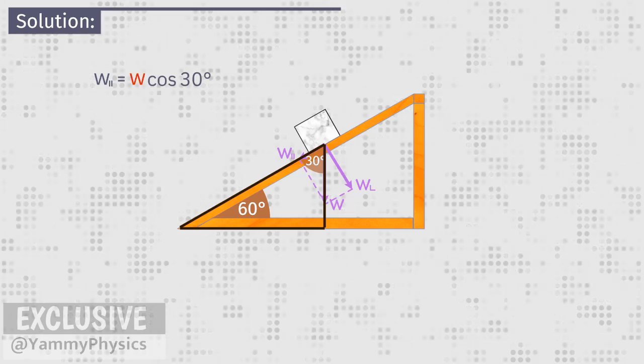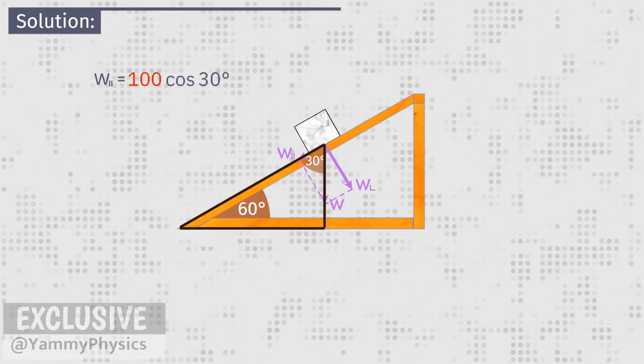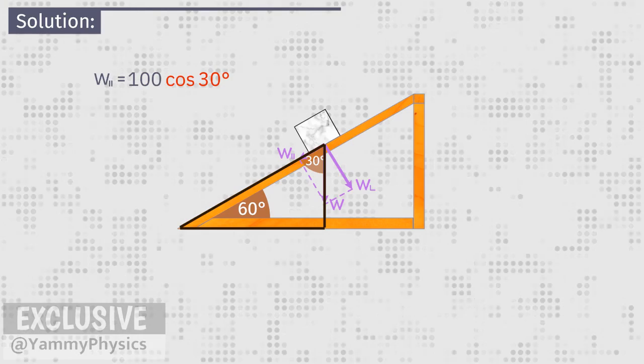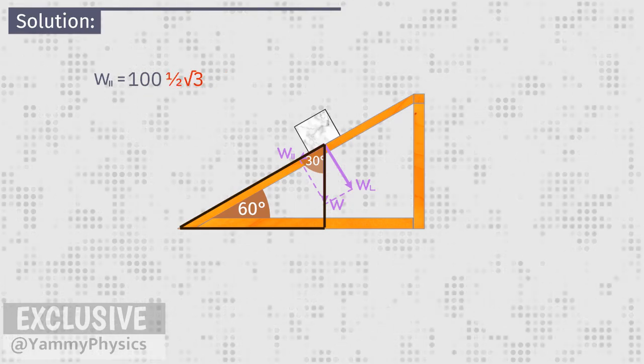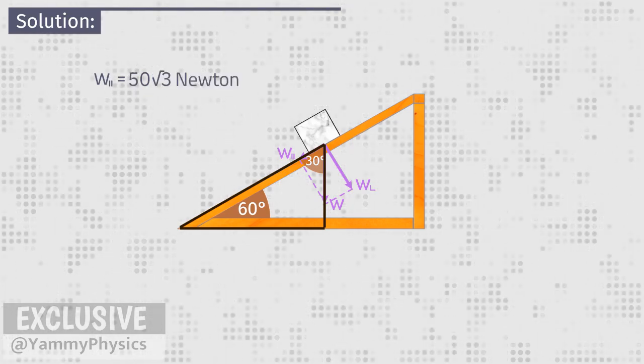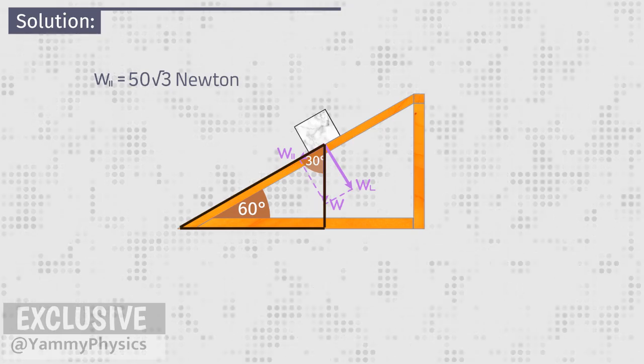In the question sheet, the value of W is 100 newtons, and the cosine of 30 degrees is half the root of 3. So W parallel is 50 root 3 newtons.